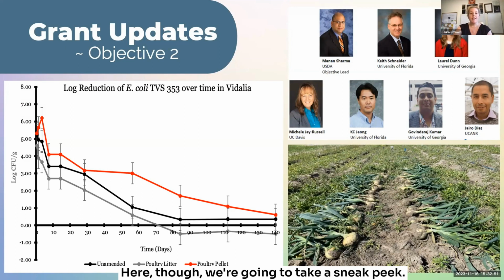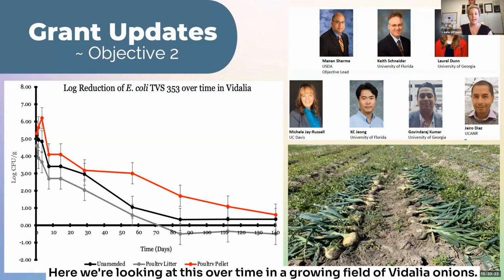We have log CFU per gram of soil on the y-axis, basically the amount of E. coli in the soil, and time in days on the x-axis. The lines represent the log reduction of E. coli TVS-353, an environmental E. coli strain commonly used in studies that's been found to be more robust than our pathogen E. coli strains. It makes it a great one to use in our field studies. Here we're looking at this over time in a growing field of Vidalia onions.